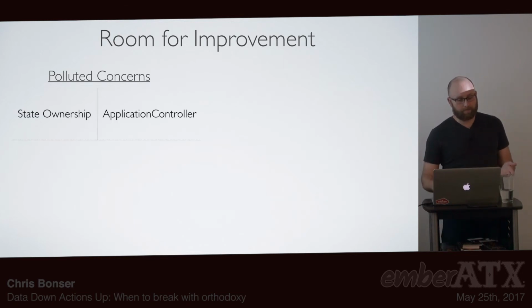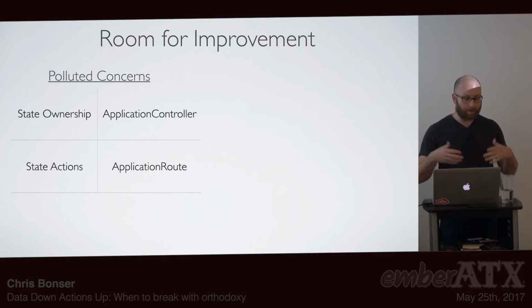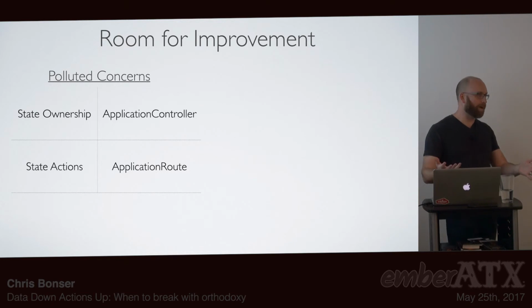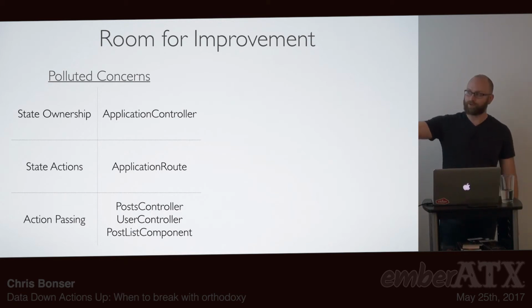It means that our application controller, for example, owns the state for the drawer. Why does the application controller have to care about the drawer, aside from it being the peak of our app hierarchy? And then the application route has some state actions. Why does it have to be tied to the drawer? And then we have to pass the actions through the immediate context where the actions are being used. So that means the post controller, user controller, and the post list component are all passing some actions around about the drawer, when really those things should probably be totally unconcerned with the drawer.